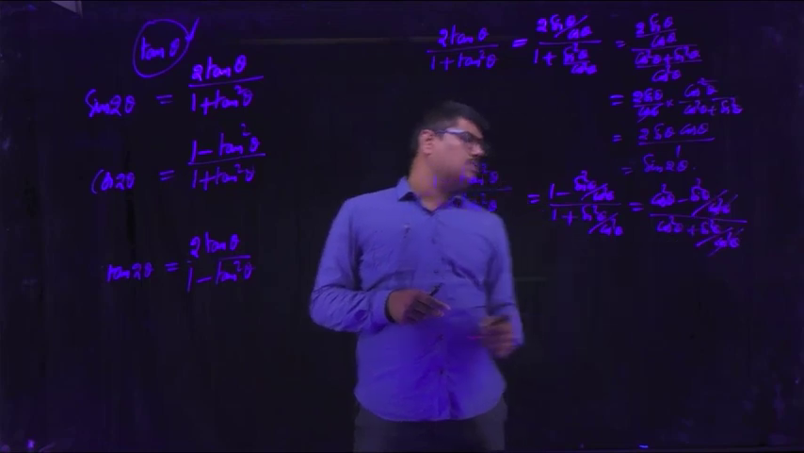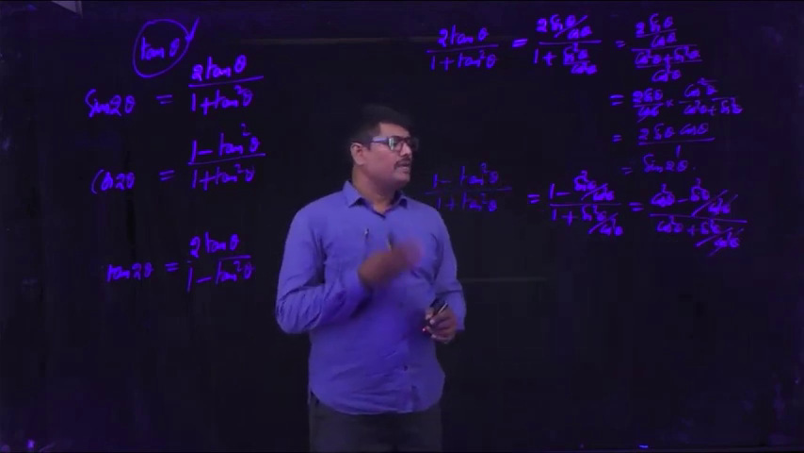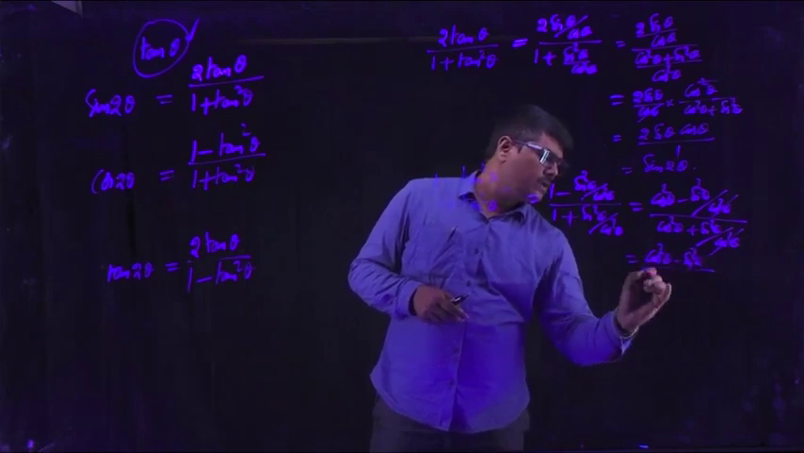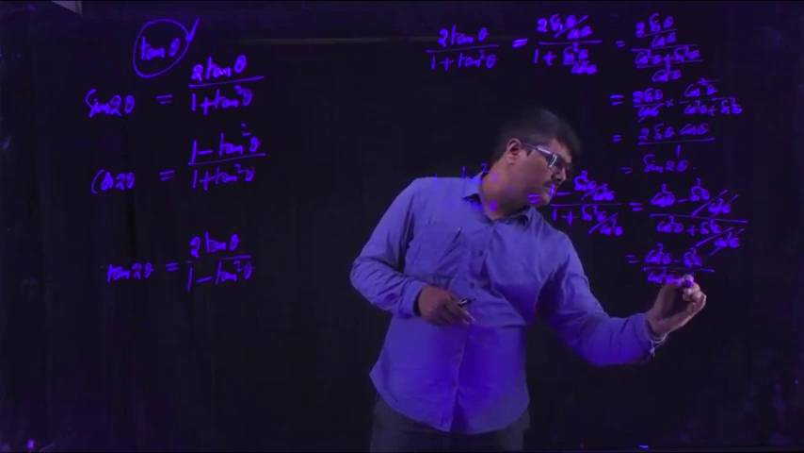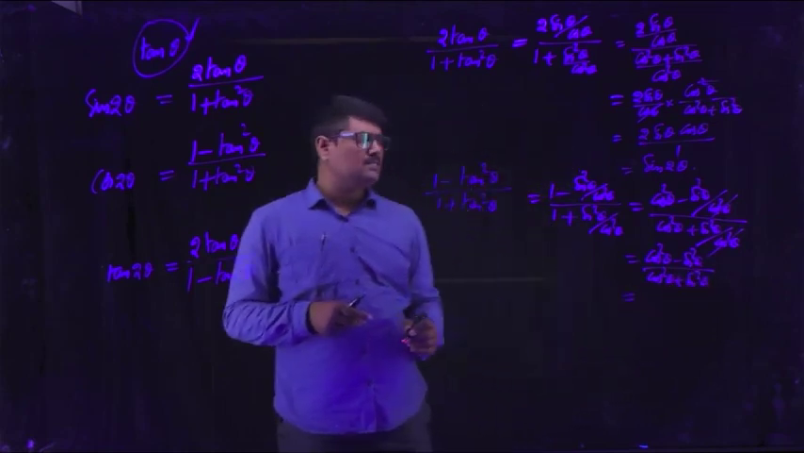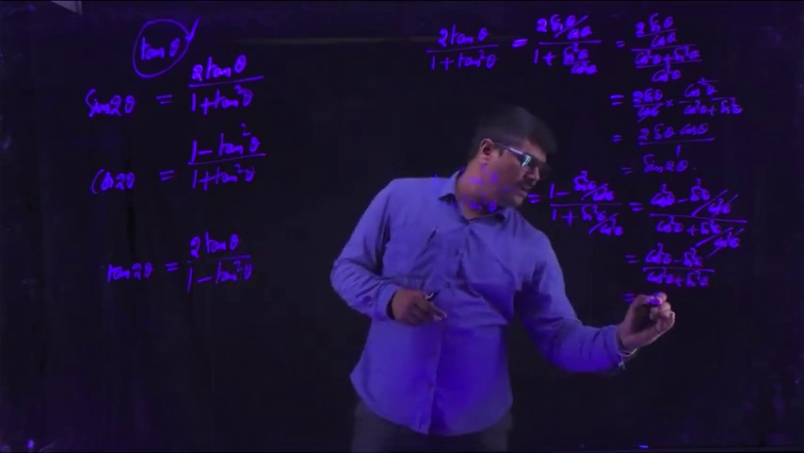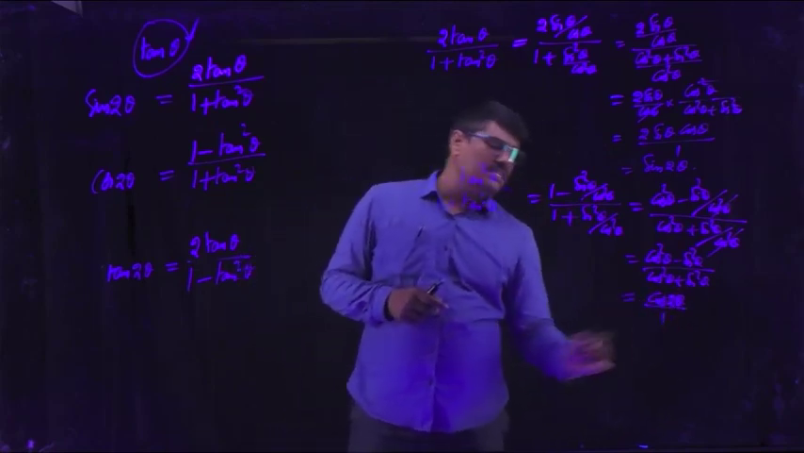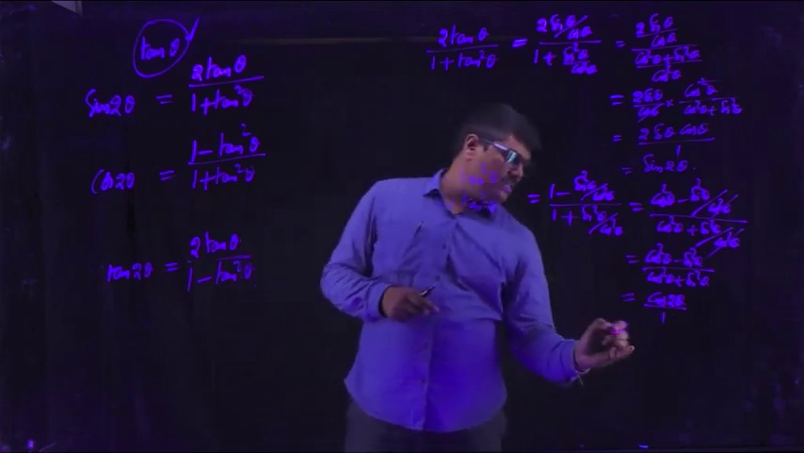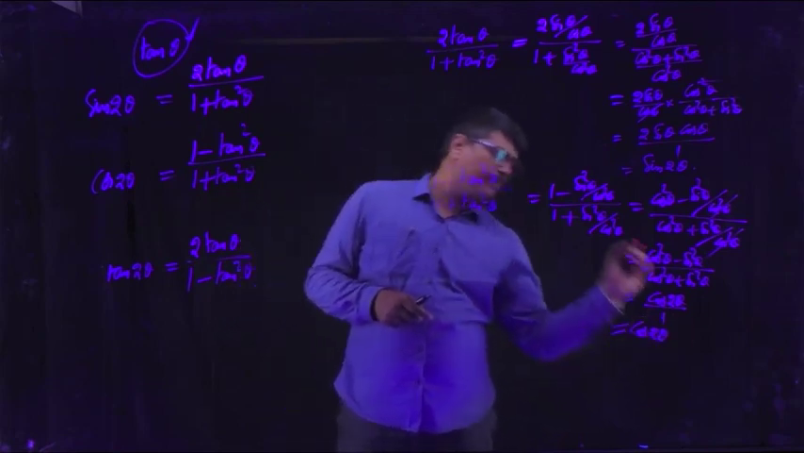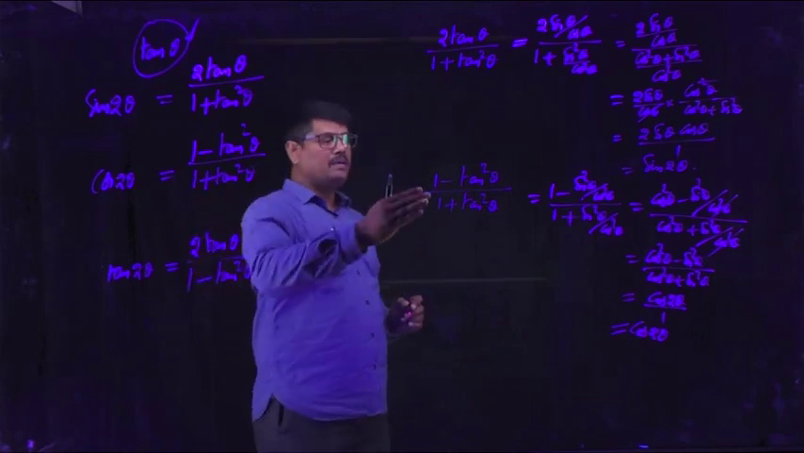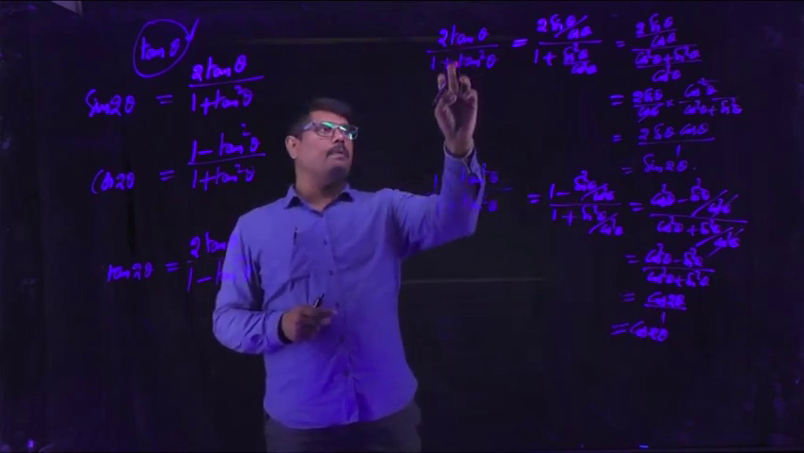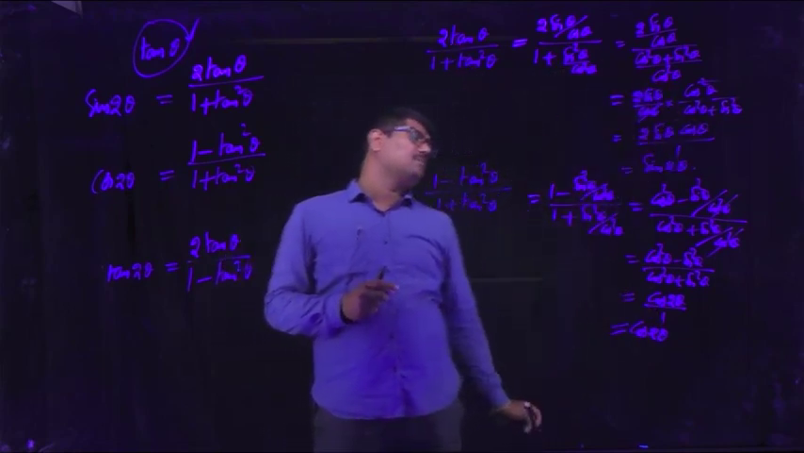You can cancel both cos square theta. So the remaining part is cos square theta minus sin square theta by cos square theta plus sin square theta. Cos square theta minus sin square theta, already we practiced that one, is cos 2 theta. And cos square theta plus sin square theta is the identity, that is 1. So you will get the value of cos 2 theta. So 1 minus tan square theta by 1 plus tan square theta is cos 2 theta. And 2 tan theta by 1 plus tan square theta becomes sin 2 theta.